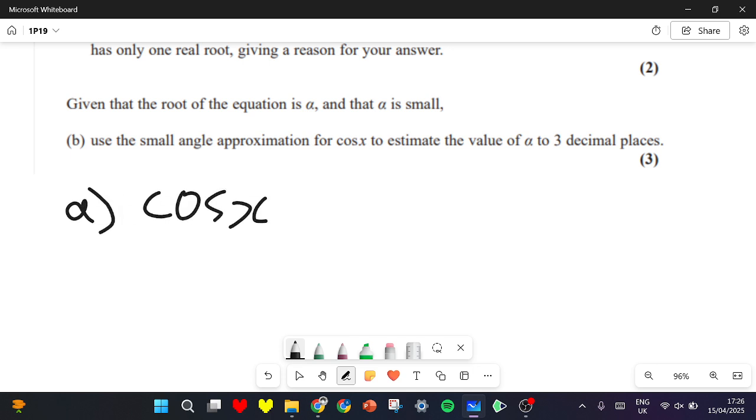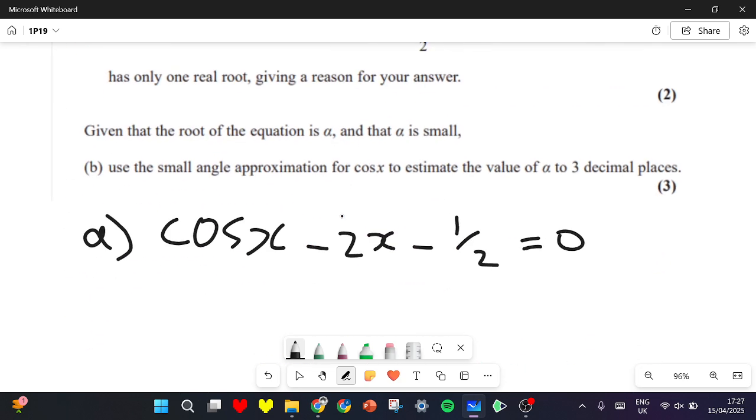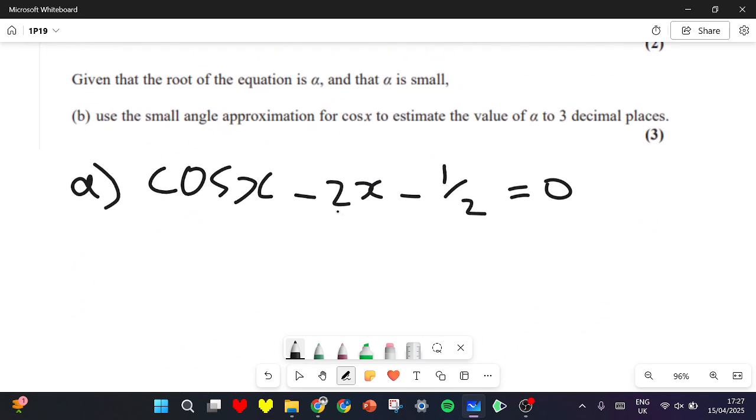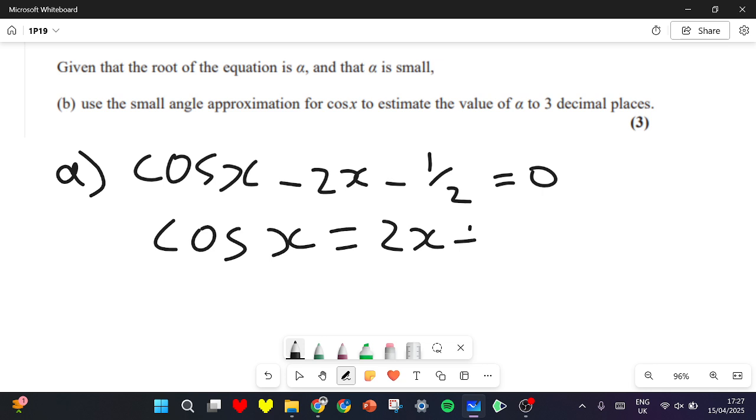So what you want to do for this one is you can't use any quadratic stuff because of the cos in there, right? But we already have the graph of cos, so just try and rearrange this into something you know. In this case, what we know is that y is equal to cos x. So if we do cos x is equal to, then if you put both of these onto the other side, so plus 2x plus a half.